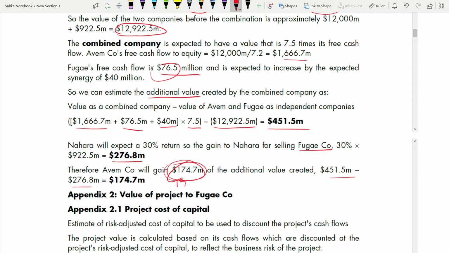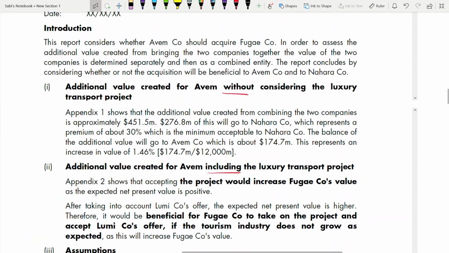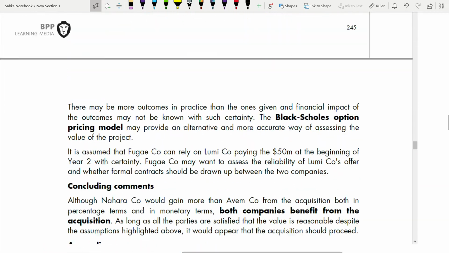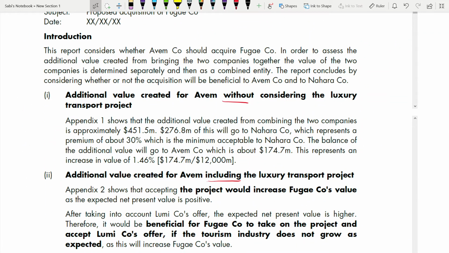Now coming to Appendix 2. Let me just check. So Appendix 2 goes for your second requirement, that is including the luxury project. Appendix 2 I'm not going to explain now. We'll just fill in this report. We are writing this part without the luxury. We have done the calculation. So now what do you have to write?